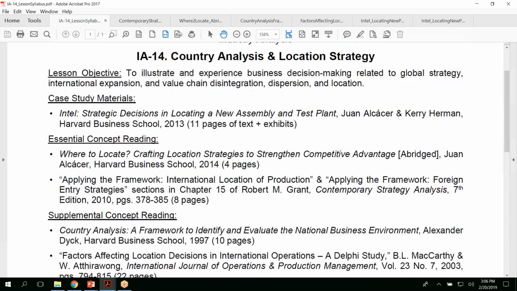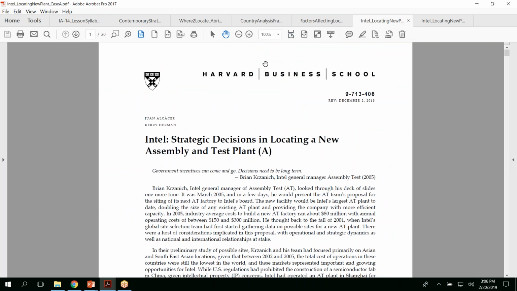The case study for this lesson is Intel, Strategic Decisions in Locating a New Assembly and Test Plant. So here's the case study, right? Intel, Strategic Decisions in Locating a New Assembly and Test Plant. What do you really need to know about this? What I would say just now for FacPac purposes is it basically gives not a lot of background on the semiconductor industry, but the students, remember, have had the Intel case in the fall in business economics.